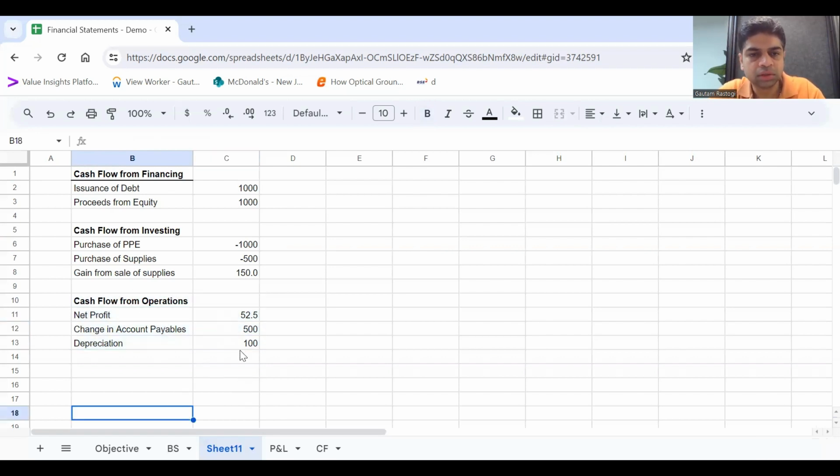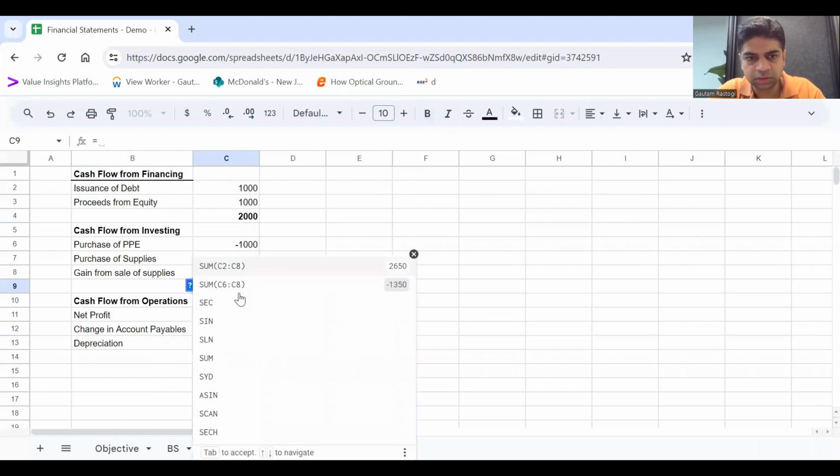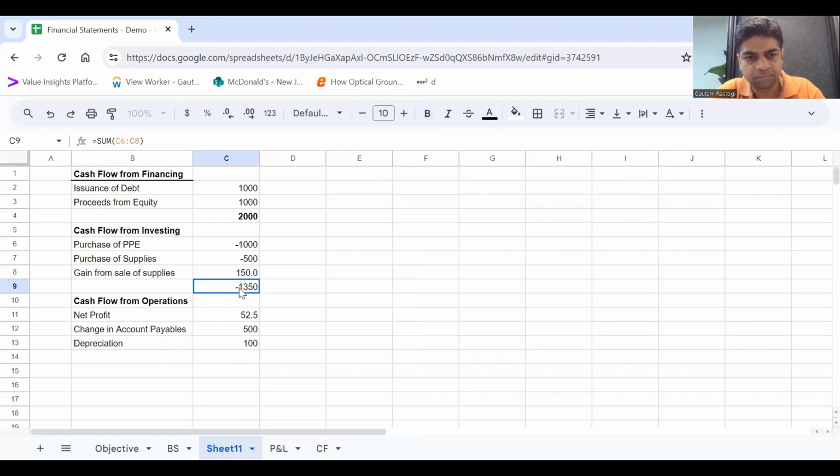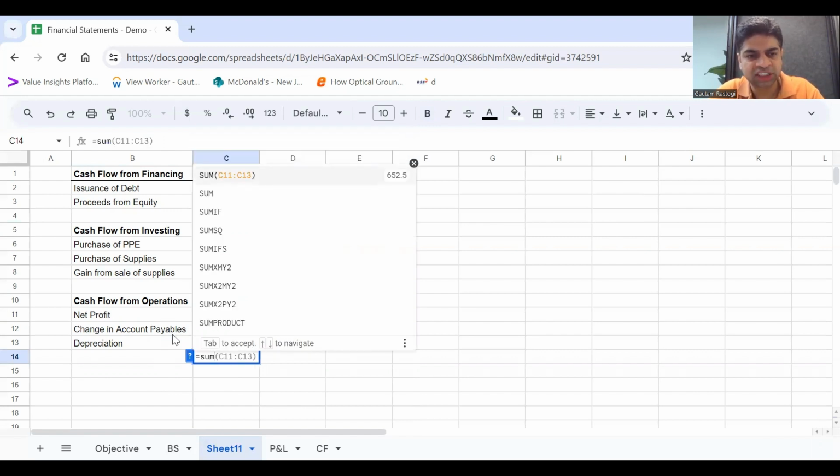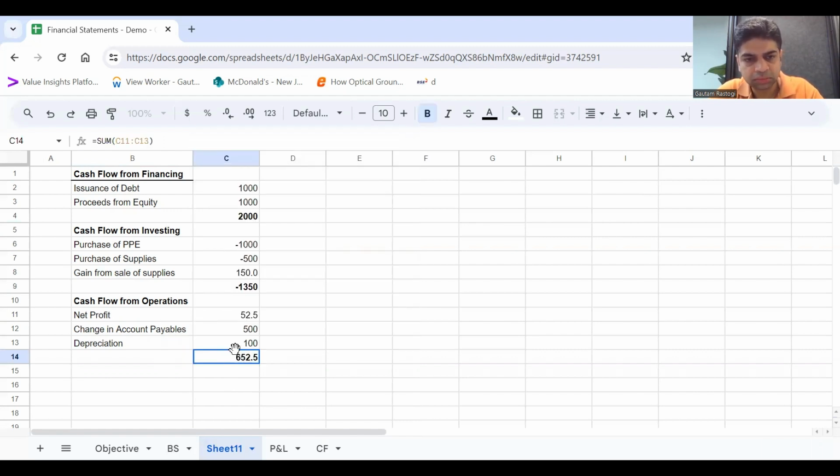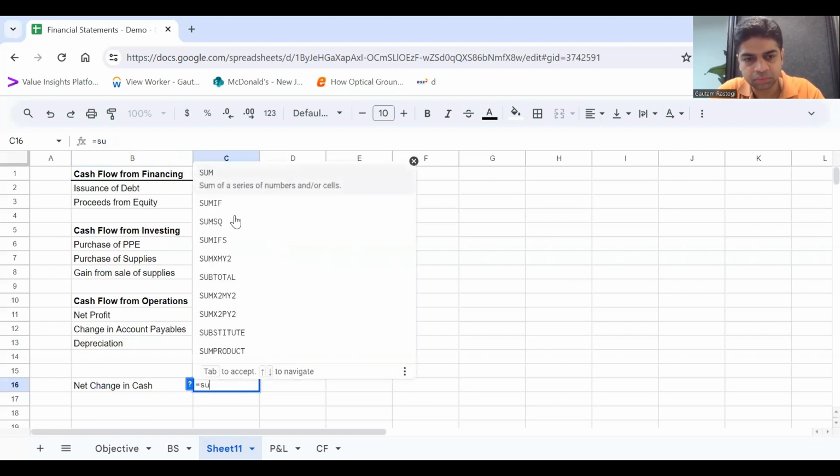All right. Now let me just do a sum of all of these individual cash flow line items. And then let me see the net change in cash. Net change in cash from the time you started your venture. That's what this is telling us.